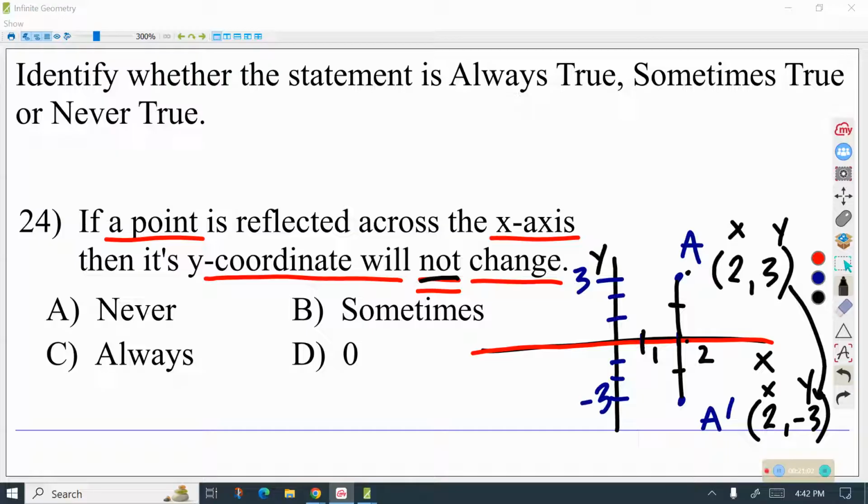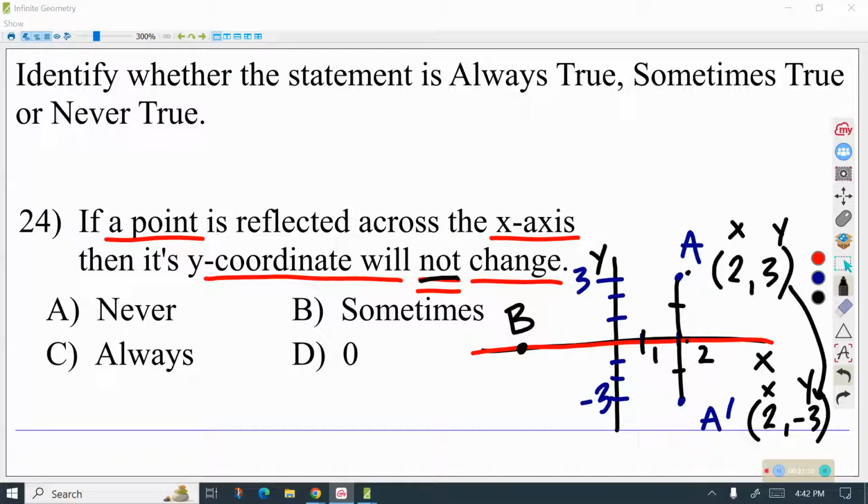Okay? So in this case, we have just uncovered a situation that says it will change, right? So it seems like so far this isn't true. We don't have evidence that it's true that it will not change if I reflect over the x, okay? But let's think about another point right here. What if I have a point B, okay?